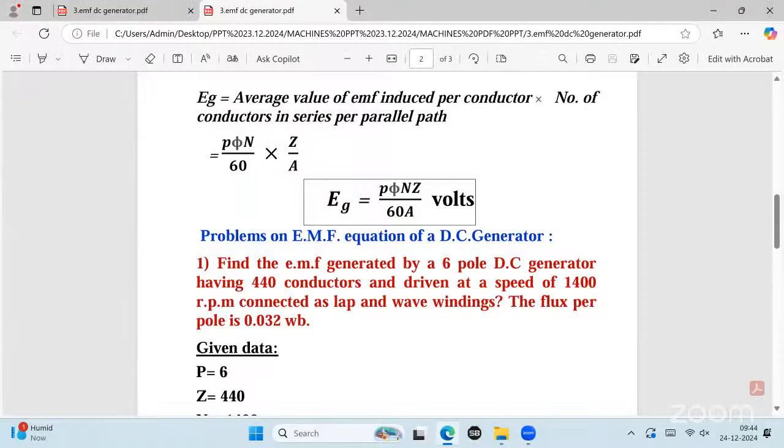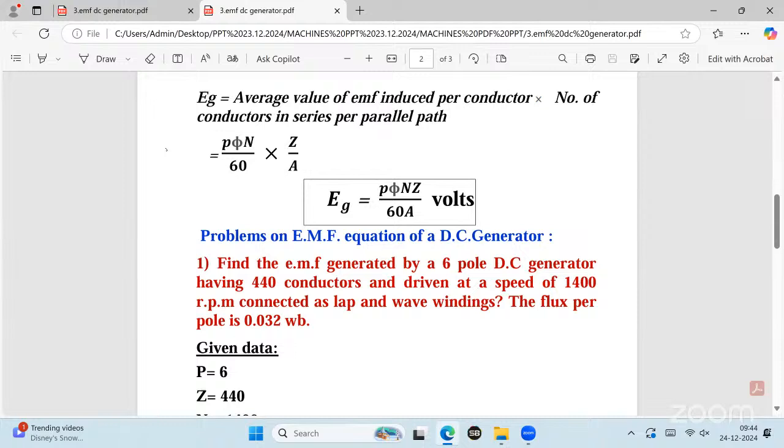Describe the construction of DC machine. OR, describe the construction of DC motor. OR, describe the construction of DC generator. All three are the same construction. Once again, I want to discuss.